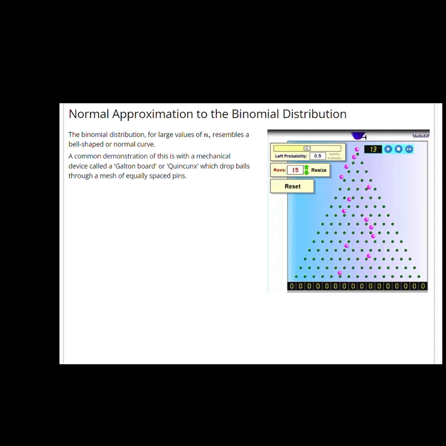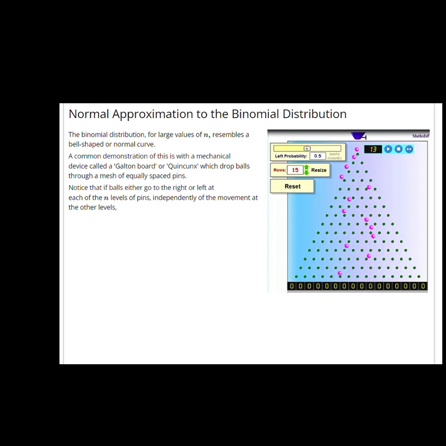A common demonstration of this fact obtains with a mechanical device called the Galton board or quincunx, which drops balls through a mesh of equally spaced pins. There are a total of n levels of pins. In this diagram there are 15 levels, and at each level a ball has a choice between moving to the right or to the left of the pin.